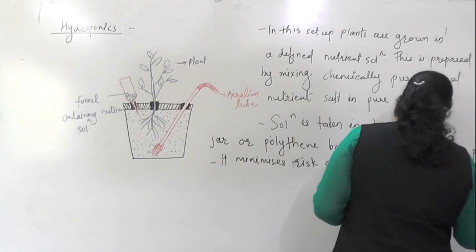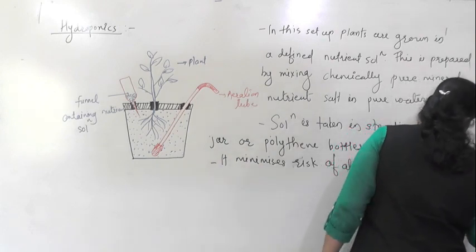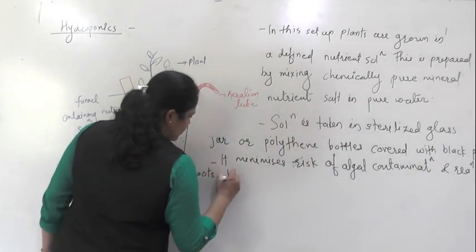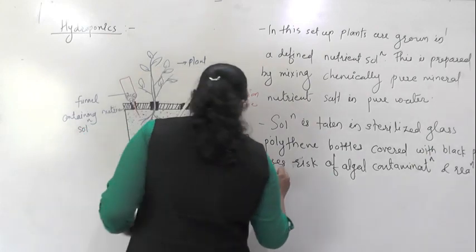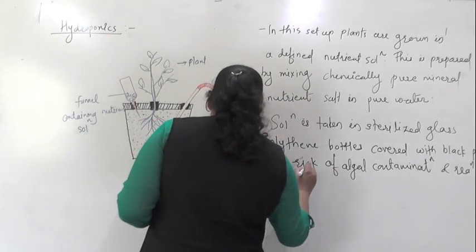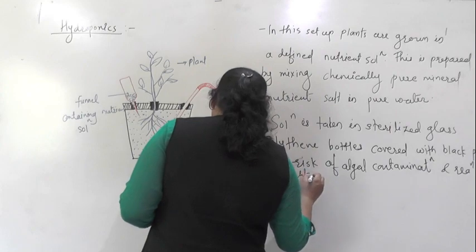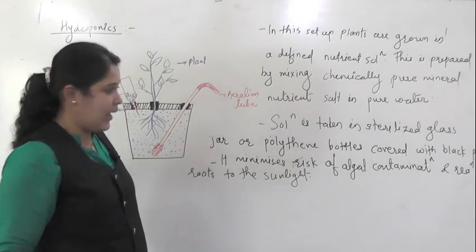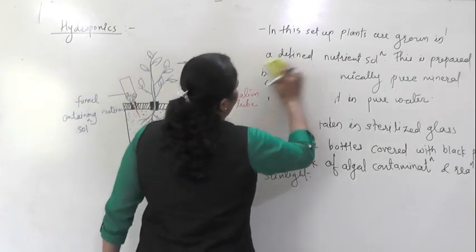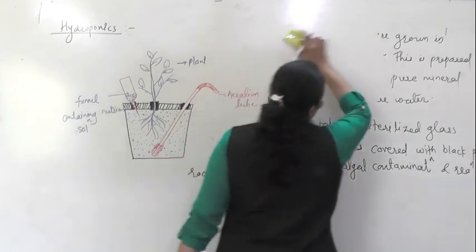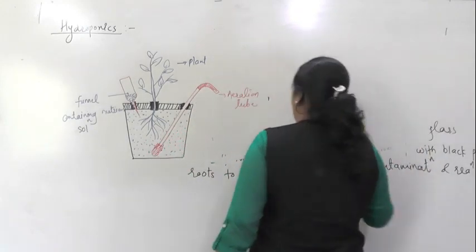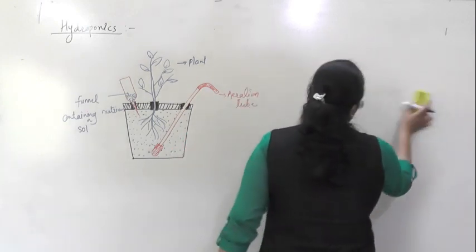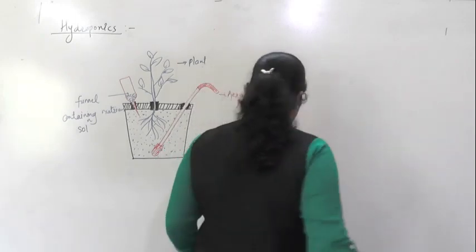It minimizes risk of algal contamination and reactions of roots to the sunlight. Now, besides this, this jar has some openings or slit to add the nutrient solution as well as to provide the sterile air. Okay. So, this point also we will mention, and then we will see what is the significance of hydroponics. Fine.